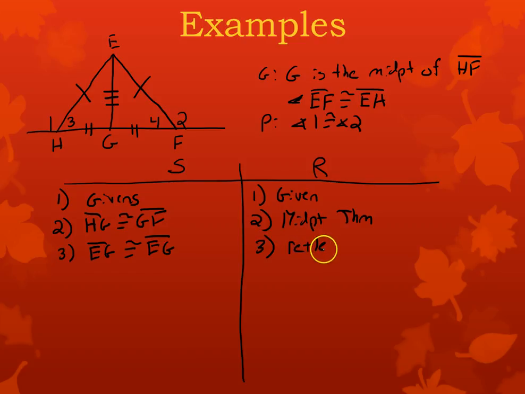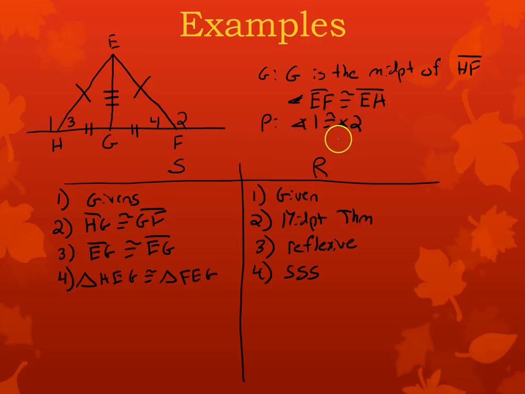It's reflexive. And then finally, since we have all three sides marked in the triangles, triangle HEG is congruent to triangle FEG, also by side, side, side. Pretty much, I don't even want you looking at the proof statement until after you prove your triangles are congruent. If the proof statement is triangles are congruent, you're done. If it's talking about angles or sides, then look for what you need to do.